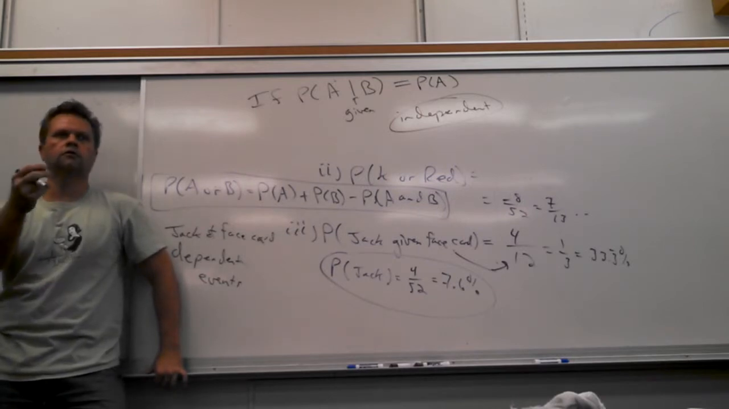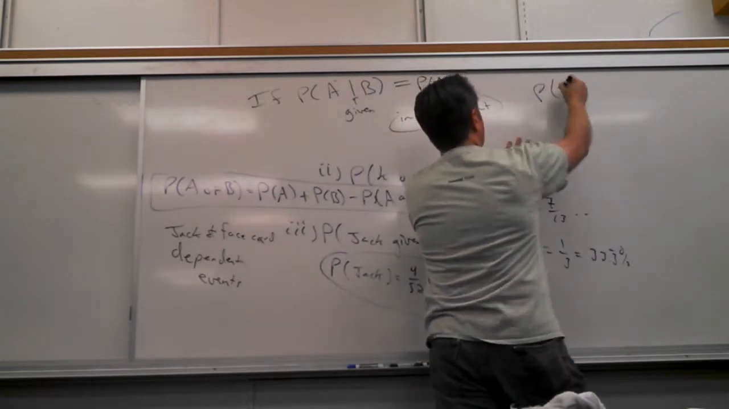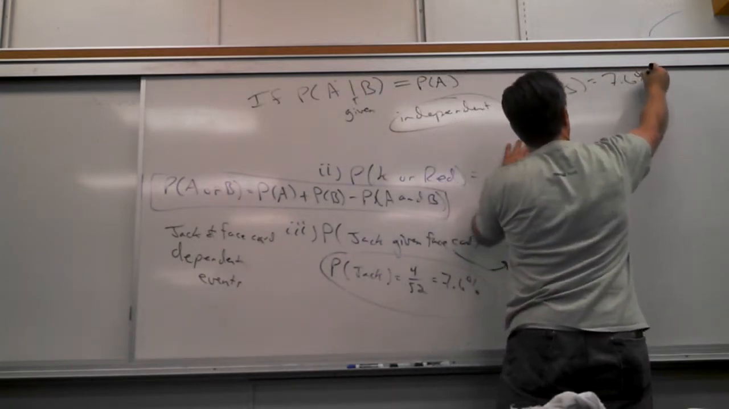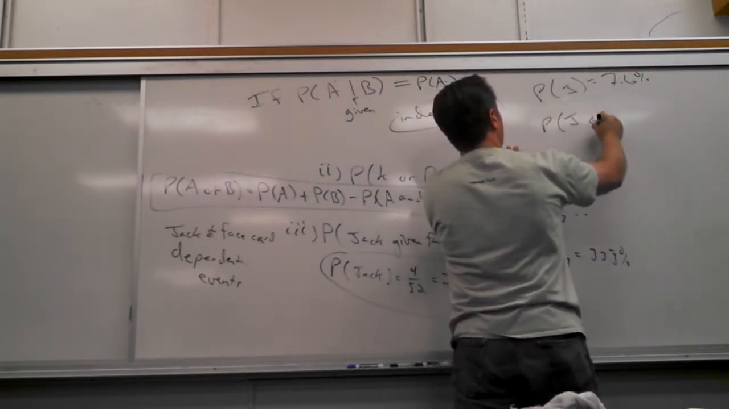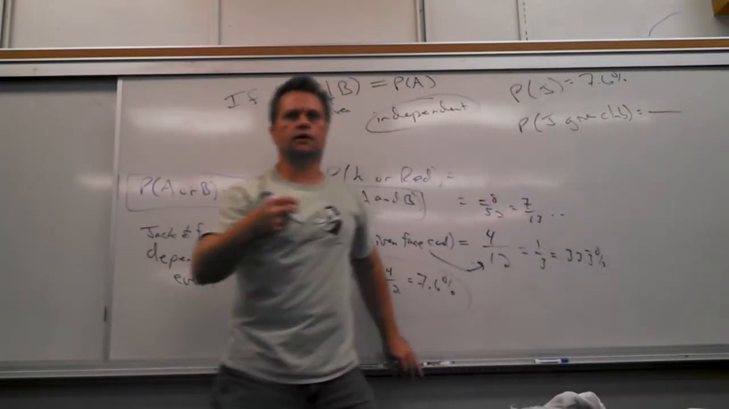They don't care. So what's a physical example of that? Well, what's the probability of a jack again? Well, that was 7.6%, right? What's the probability of a jack given it's a club? What goes on the bottom now, given that it's a club?